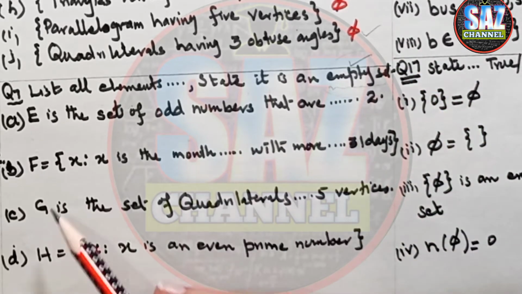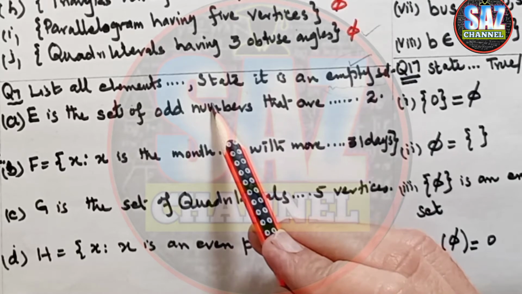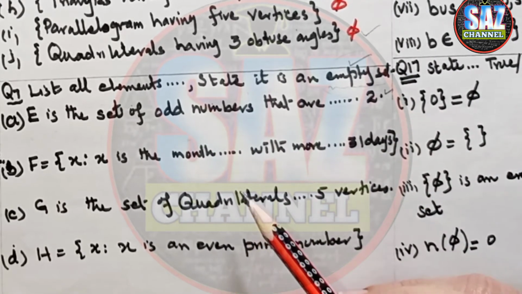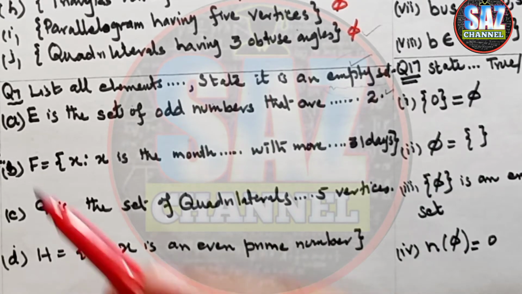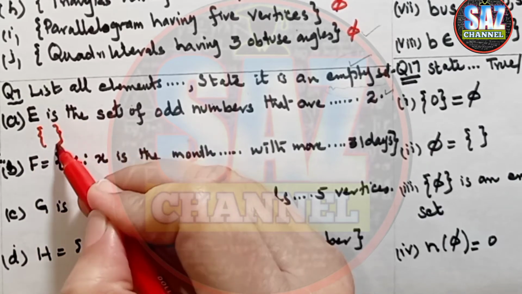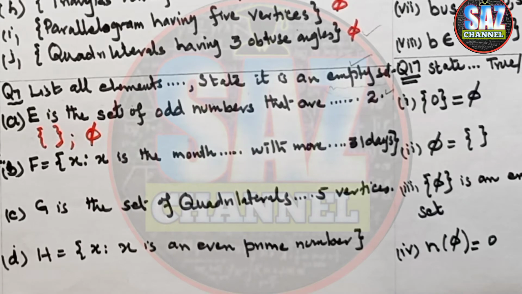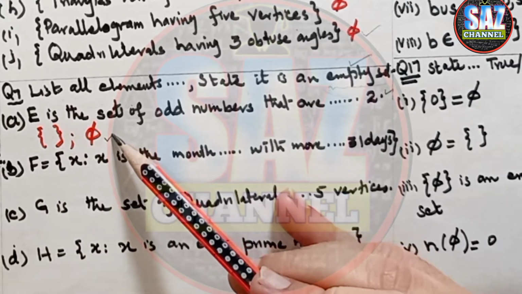Okay, first part of the question is E is the set of odd numbers which are divisible by 2. So think about the odd numbers which are divisible by 2. There is no odd number which is divisible by 2. So the answer will be the empty set. Okay, or you can write it phi. You have to think about the situation, and then you have to decide whether they are empty or non-empty.